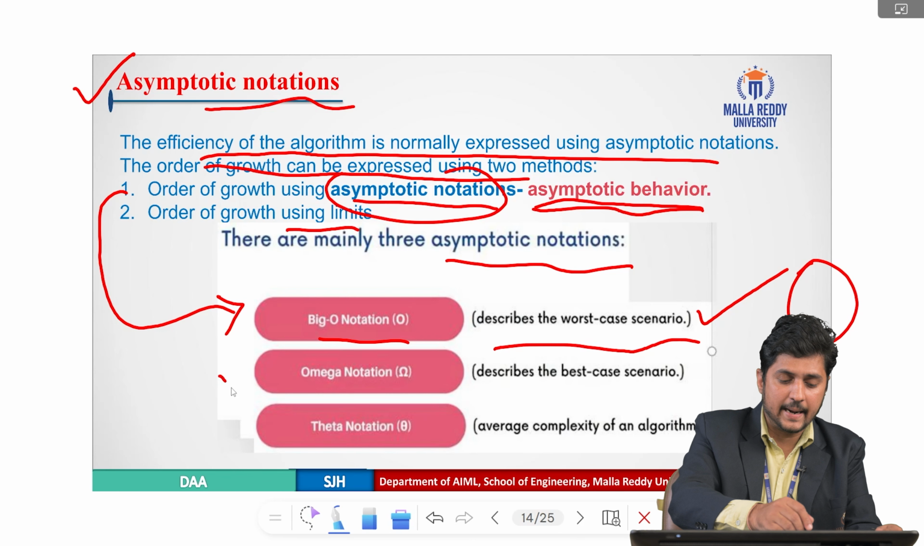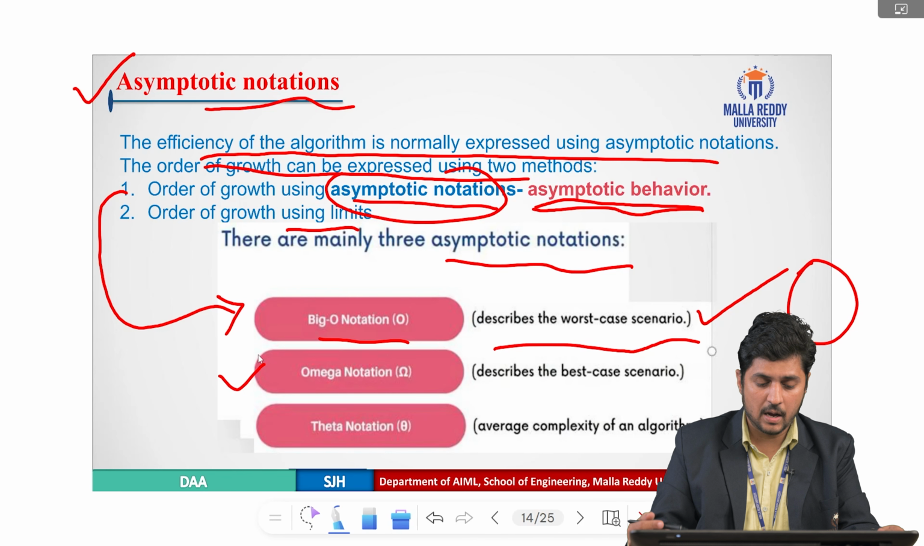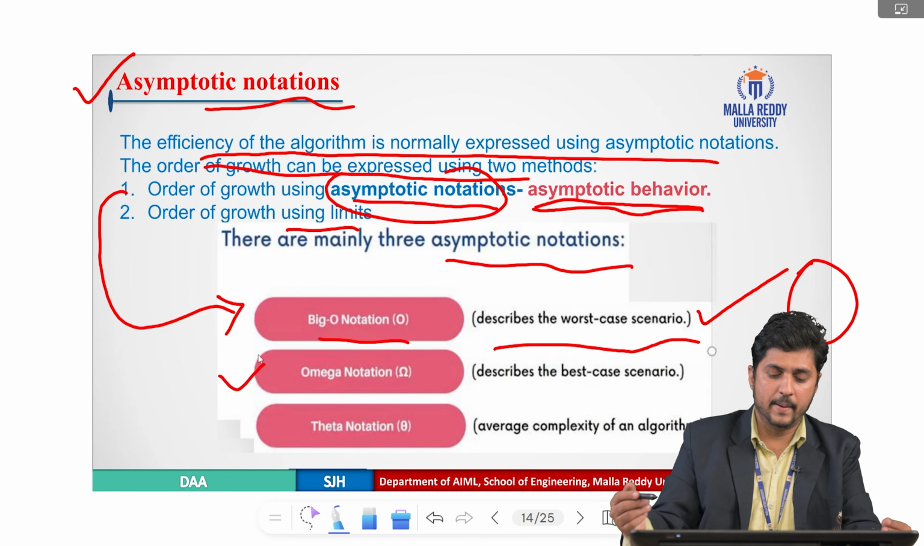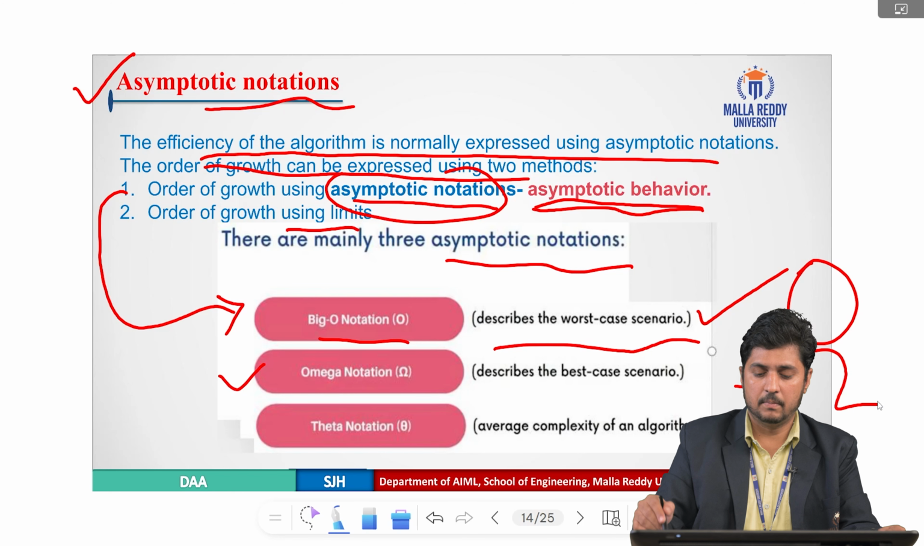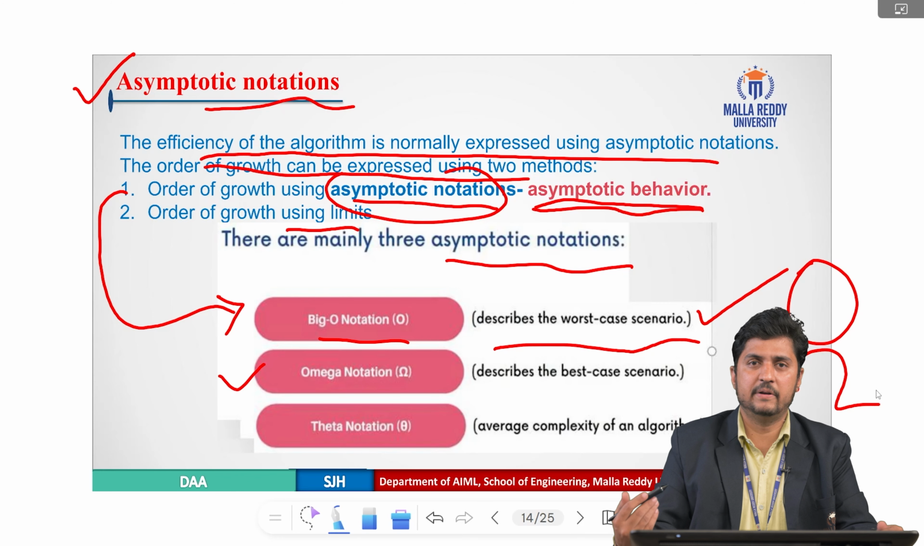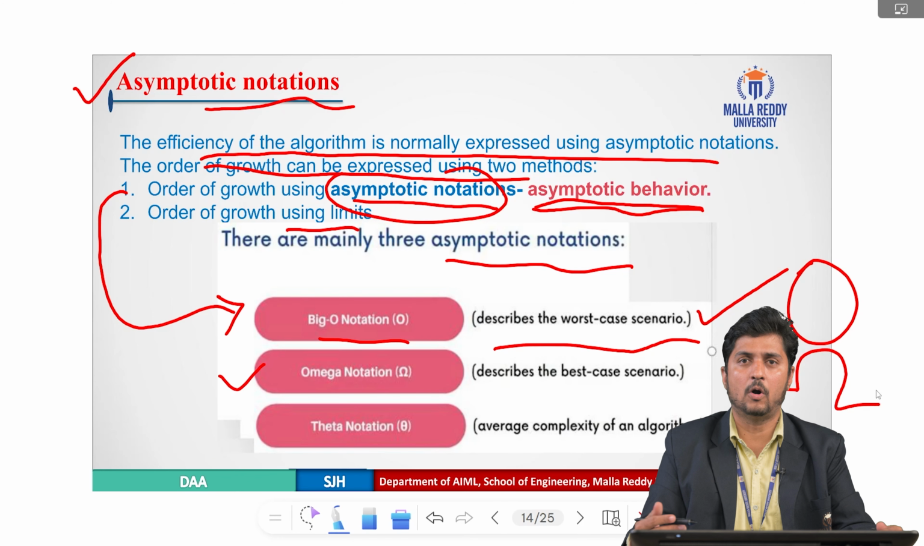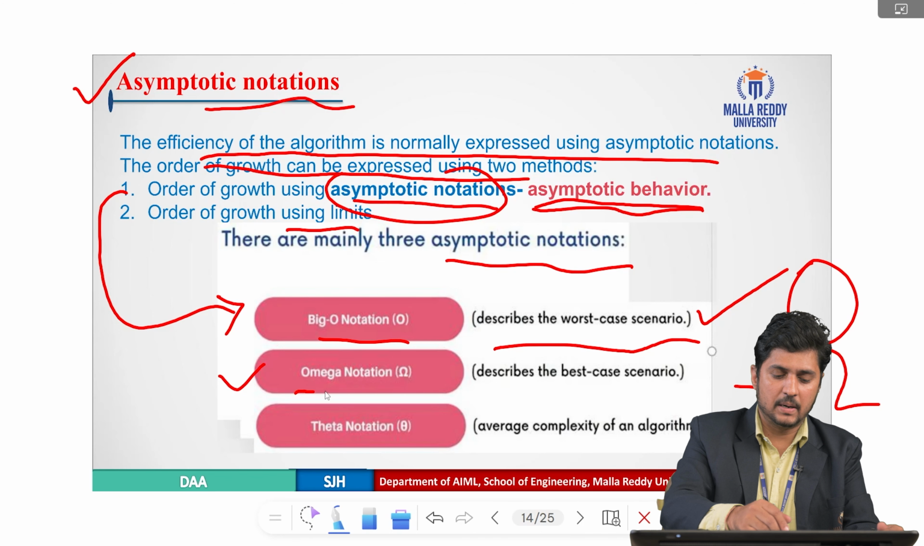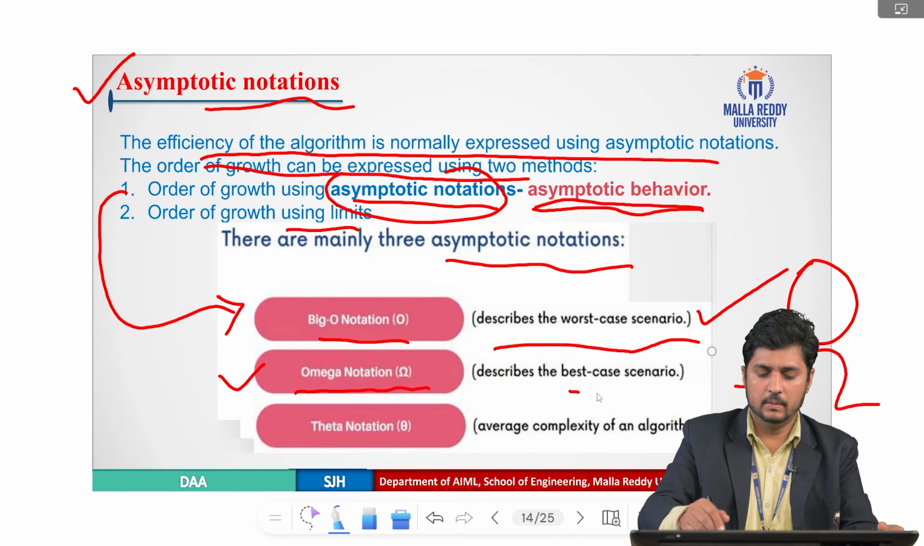Coming to the second category, big omega notation. This is the symbol we use, and big omega is meant for representing the best case. That means in the previous example, in the very first attempt we got a successful search. That is the best case, and it is represented with big omega notation.